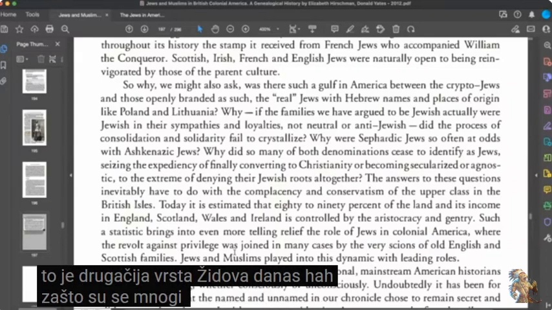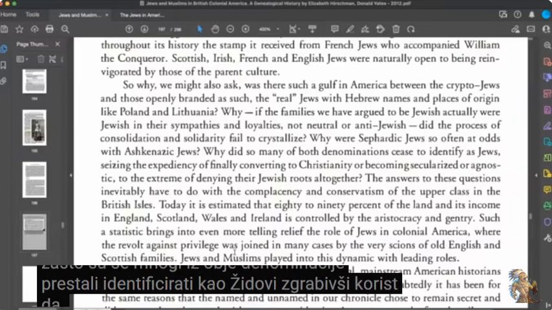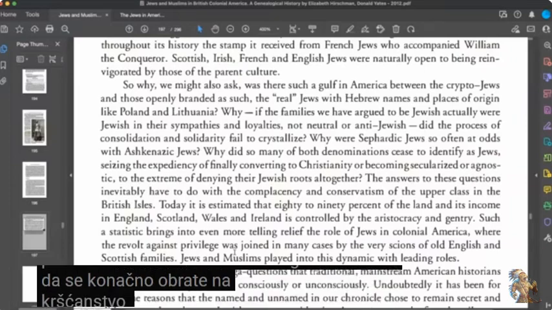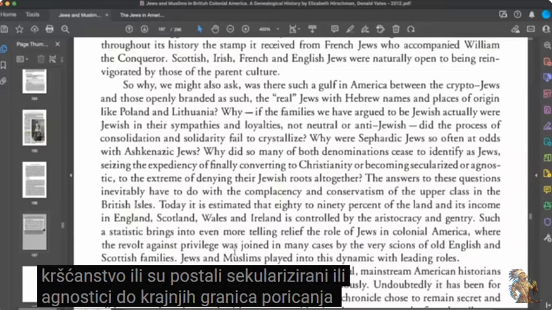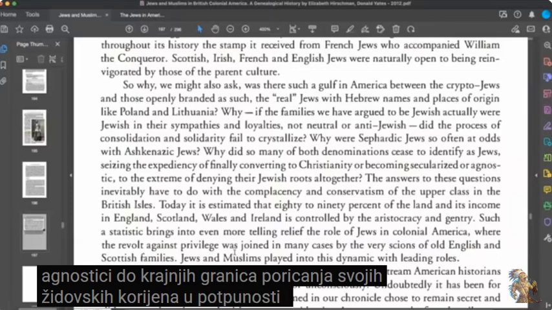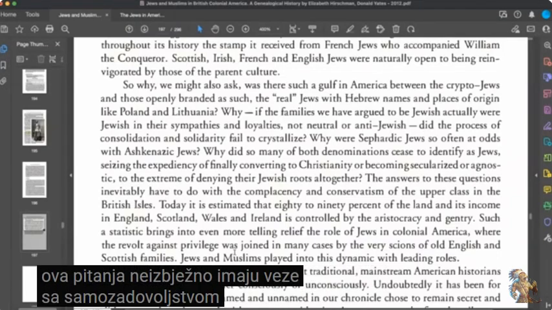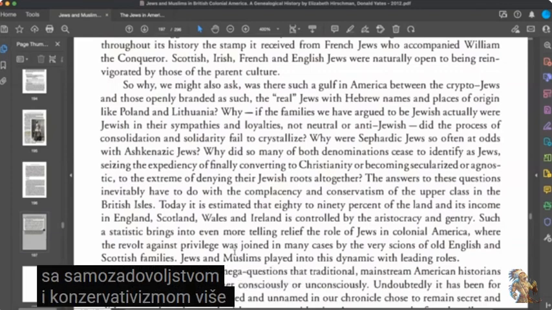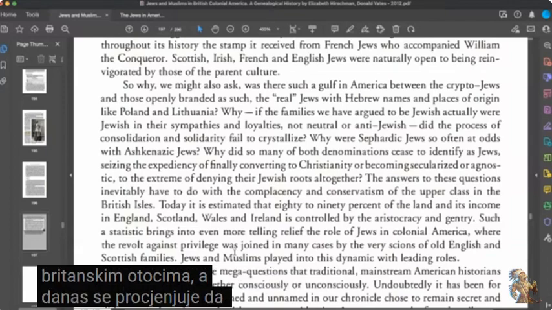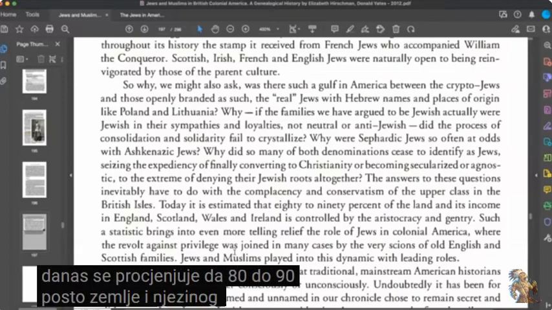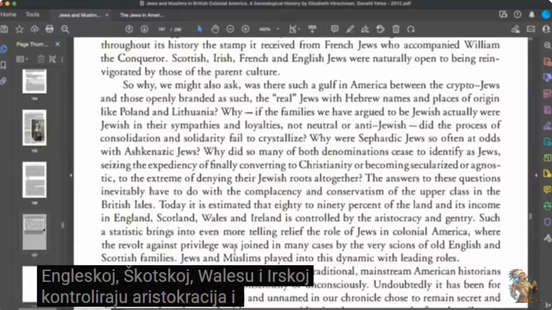Why did so many of both denominations cease to identify as Jews, seizing the expediency of finally converting to Christianity or becoming secularized or agnostic, to the extreme of denying their Jewish roots altogether? The answers to these questions inevitably have to do with the complacency and conservatism of the upper class in the British Isles. Today, it is estimated that 80 to 90% of the land and its income in England, Scotland, Wales, and Ireland is controlled by aristocracy and gentry.